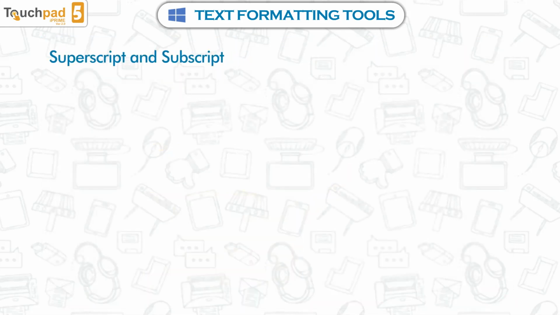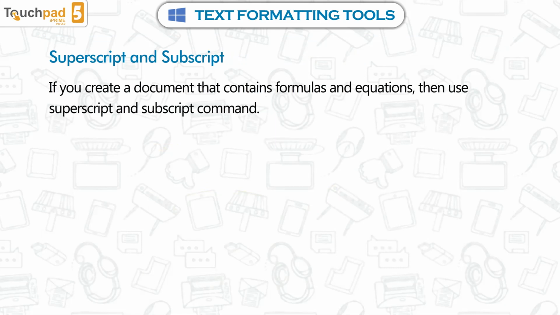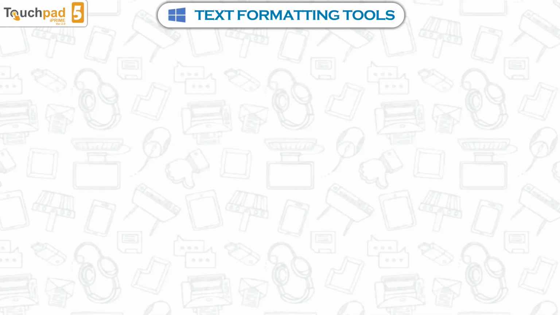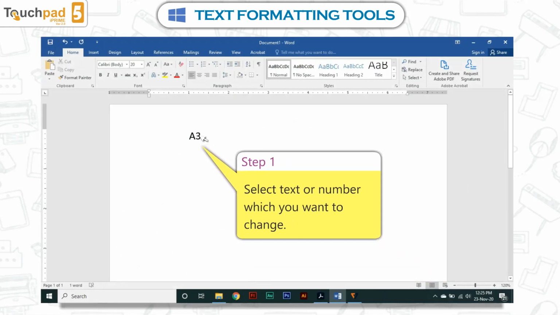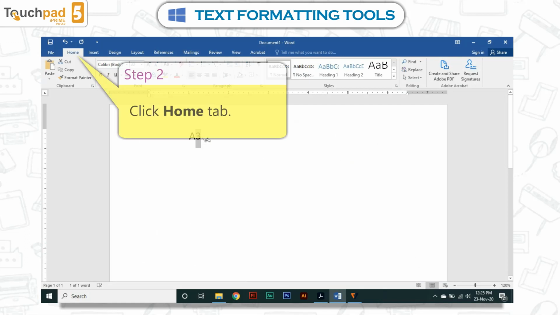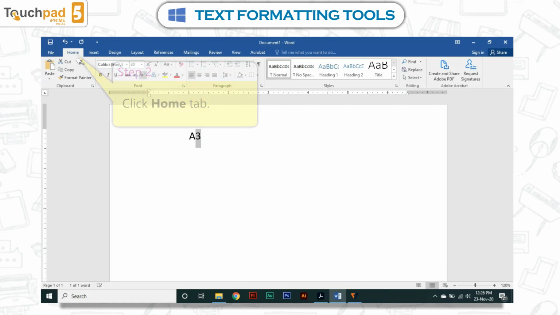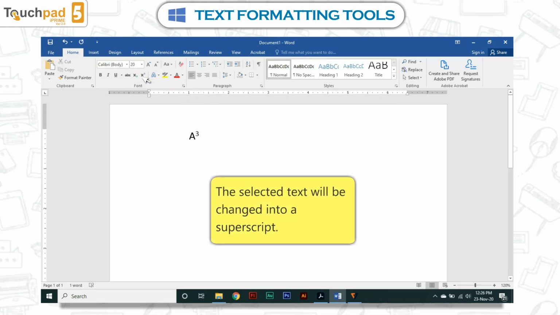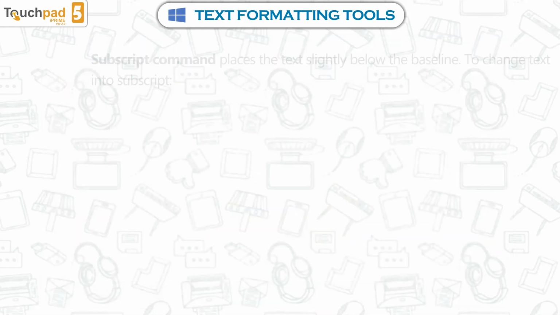Superscript and subscript. If you create a document that contains formulas and equations, then use the superscript and subscript commands. The Superscript command places the selected text slightly above the baseline. To change text into superscript, step 1. Select text or number which you want to change. Step 2. Click Home tab. Step 3. Click on the Superscript command in the Font group. The selected text will be changed into a superscript.